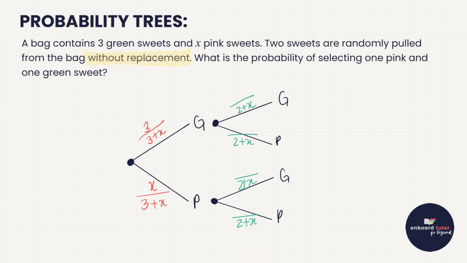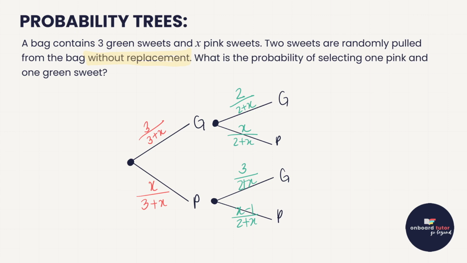Okay. Now we have to think about these numerators. If I ate a green sweet, then there are no longer 3, there are 2 green sweets. Okay? And if I ate a green sweet here, then the probability of choosing pink, all the pink sweets are still there. So there are still x pink sweets because I've eaten a green sweet. Okay? Now on the next one, I've eaten a pink sweet, which means all 3 greens are still available. But I've got 1 fewer pink sweets, so x minus 1. Okay, a nice challenge here to get us really thinking.